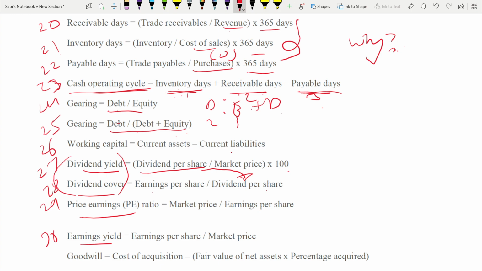Okay. In dividend yield, dividend per share is in the numerator. Dividend cover, it comes down. Here it is earnings per share for dividend cover. For dividend yield, it is dividend per share. For dividend cover, it is earnings per share divided by dividend per share. And this you don't multiply by 100, okay? This is just a cover. Cover, you never multiply by 100. Yield, yes.